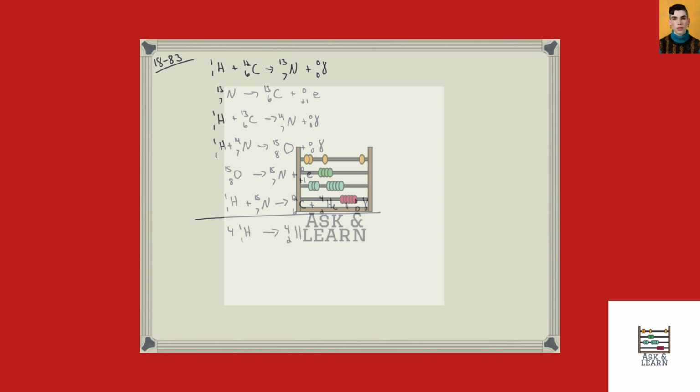If we sum up all of these reactions, we get the net reaction of 4 protons producing 1 helium nucleus, and in the process emitting 2 positrons.